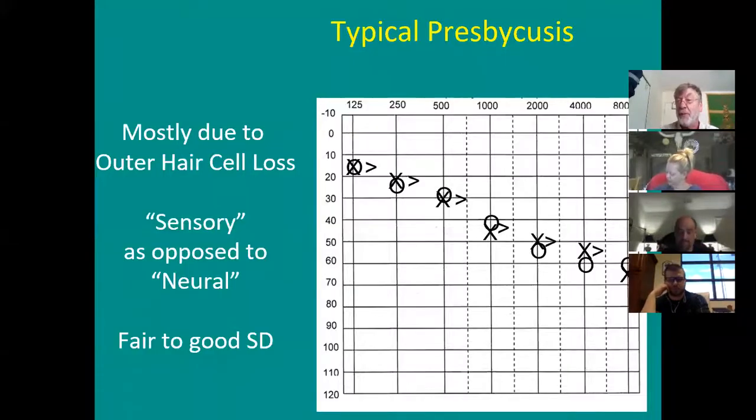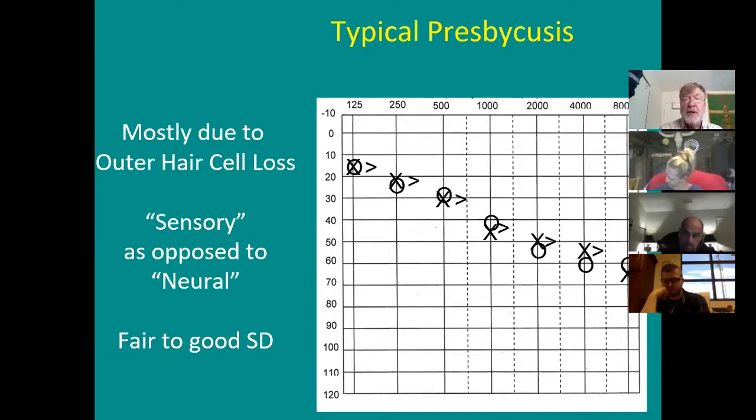And notice this person here. Air conduction, both ears, shows a sloping sensory neural loss. Bone conduction, same thing. No better. If this was conductive hearing loss, it would be flat, and bone conduction would be up here. So mostly due to outer hair cell loss, sensory as opposed to neural, fair to good speech discrimination. So when the person says the word this, say the word that, pretty good, probably about 80%, 85%, not bad, you know, pretty good, can't complain.